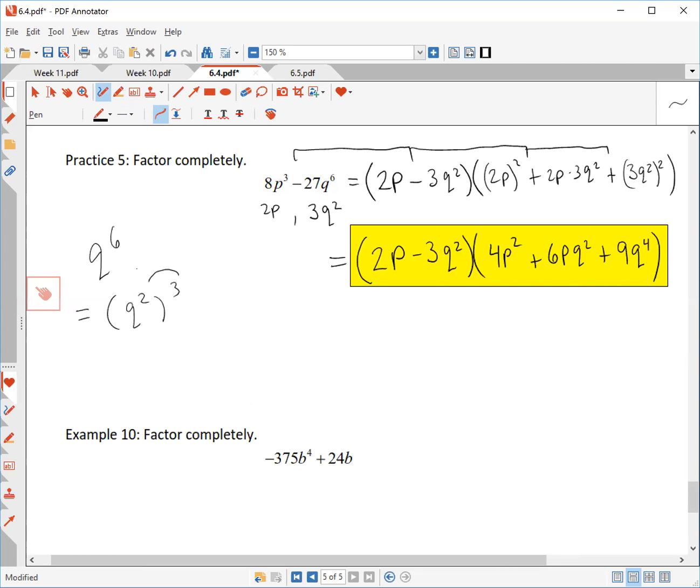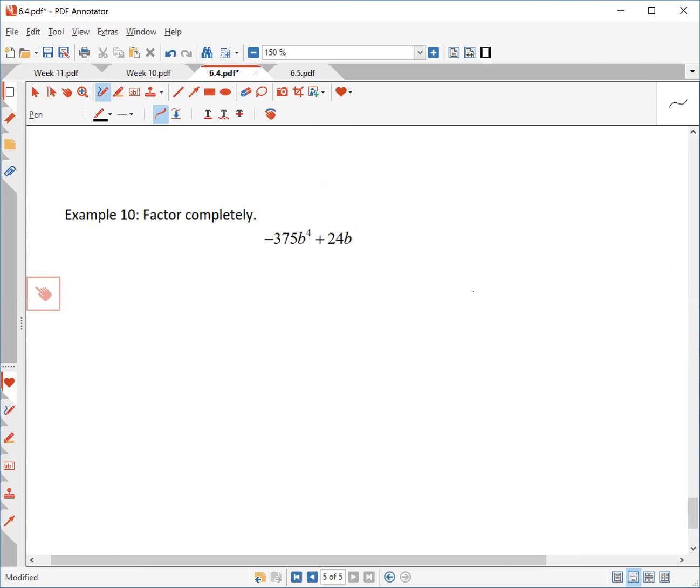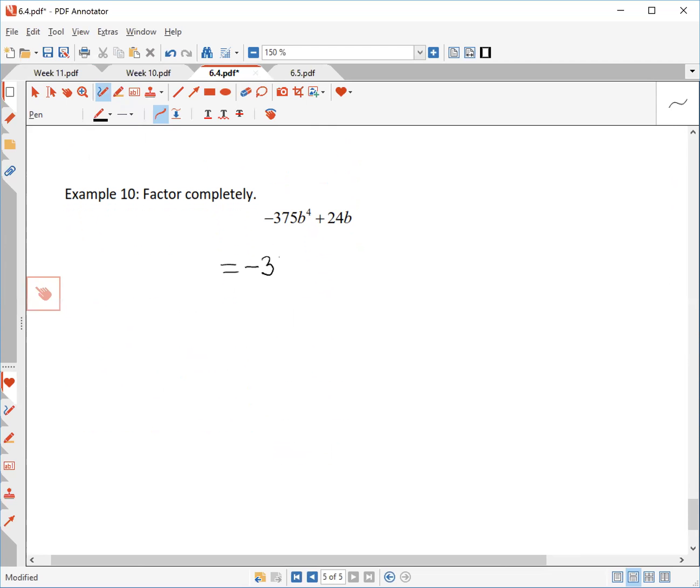Okay, example 10 then. We have a greatest common factor in there. As you look at it, there aren't any cubes or squares, so we have to factor something out of there. And it looks like we can take out a negative 3b. So when I do 375 divided by 3, I get 125b cubed plus 8. So the negative 3b is just there for the ride. And then we go binomial, trinomial.